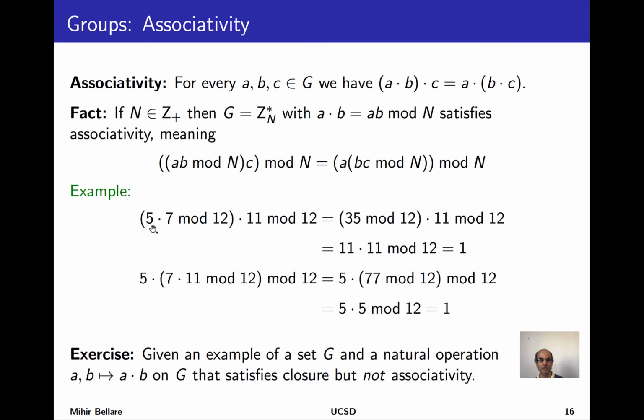For example, if I want to compute 5 times 7 times 11 mod 12, I can first do 5 times 7 and reduce it mod 12. That will give me 35 mod 12, which is 11, and then multiply by 11. I get 11 times 11, 121 mod 12, which is 1. Alternatively, I could first multiply 7 and 11 mod 12, and that'll give me 77 mod 12, which is 5. And then bring in the 5 and multiply by that. I get 5 times 5 is 25 mod 12, which is 1. And associativity is just saying you get the same thing either way.